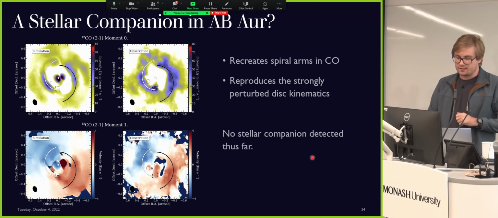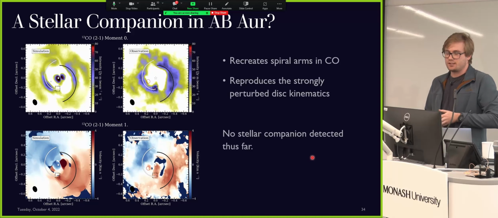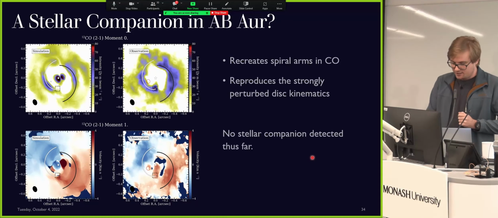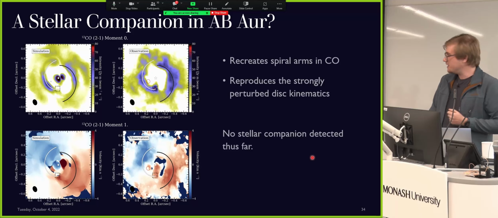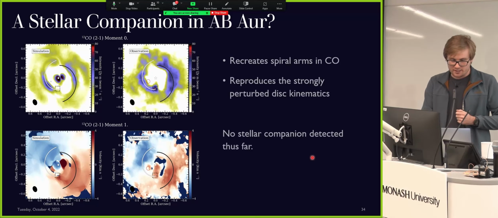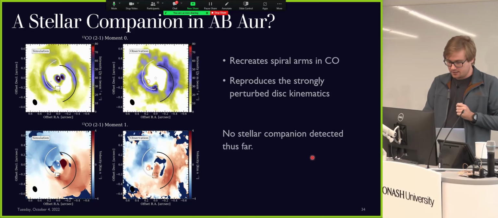But so far, there's no detection of this stellar companion. So until, obviously, we find something, we can't say for sure that this is what's going on in this disk, but it does seem quite plausible.